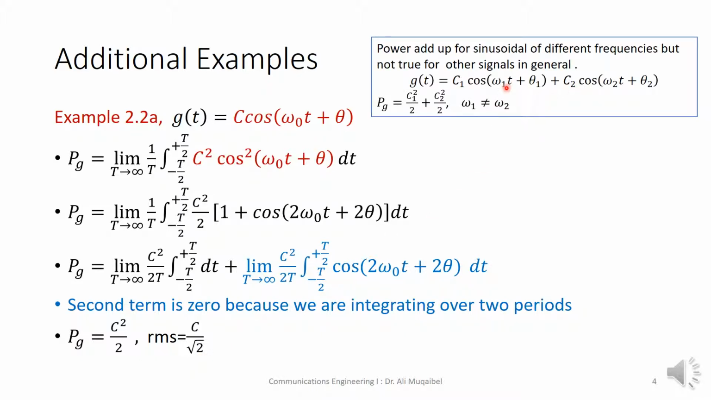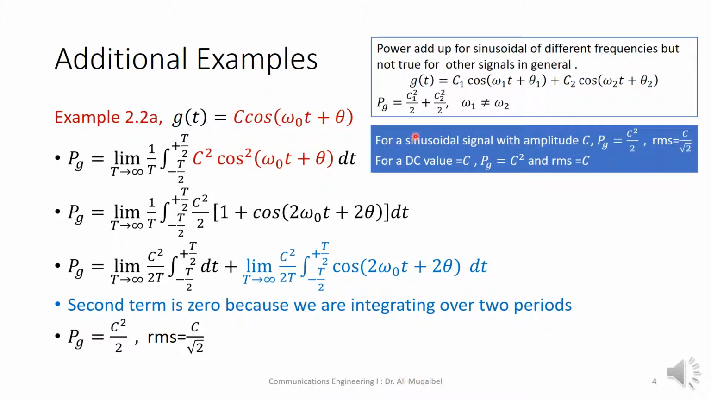Important notes: if you have multiple cosines and you want to find the total power, if they have different frequencies, then all you need to do is the sum of the individual powers. So powers add up for sinusoidal signals of different frequency. But this is not true in general. If you add 2 signals, the total power does not equal the sum. This is a special case where we have a cosine and a cosine, 2 different tones with 2 different frequencies, then you can add the power.